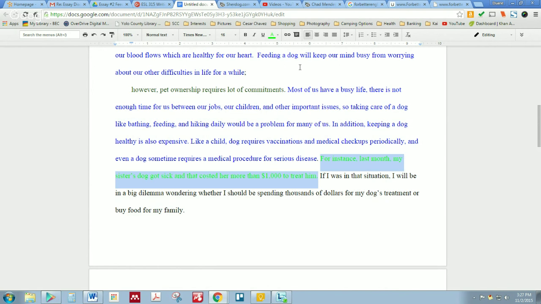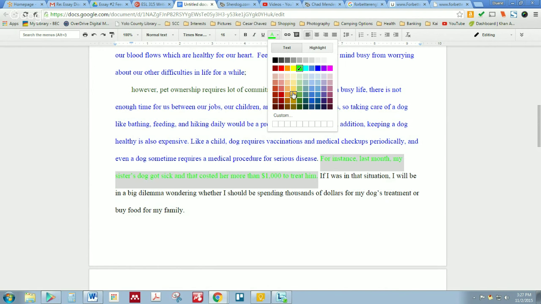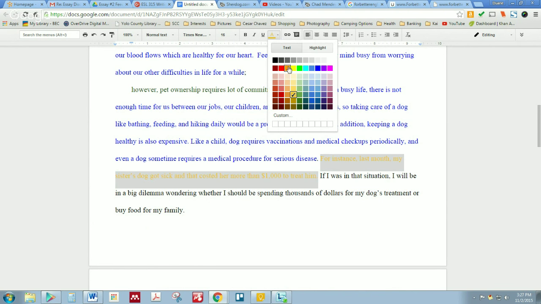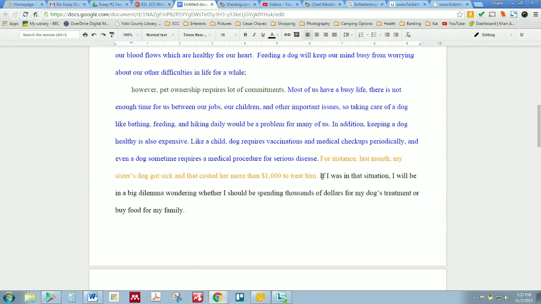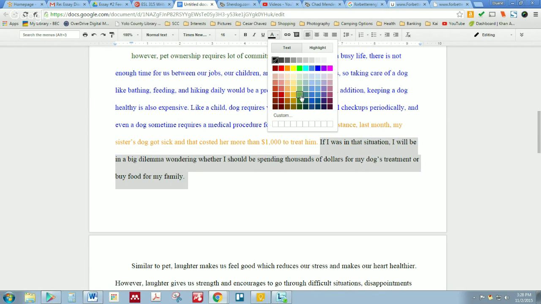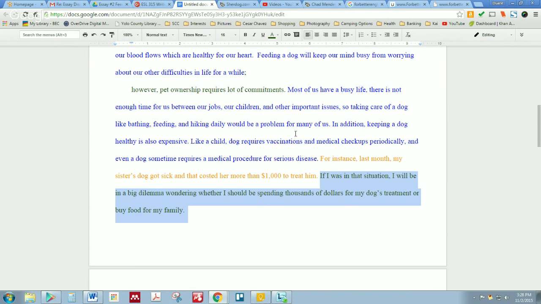Light green. Nope, not light green because we can't see it. I'm going to make a specific example orange. And then analysis, I'm going to make green just like the topic sentence, because it's connected with our overall argument, okay?